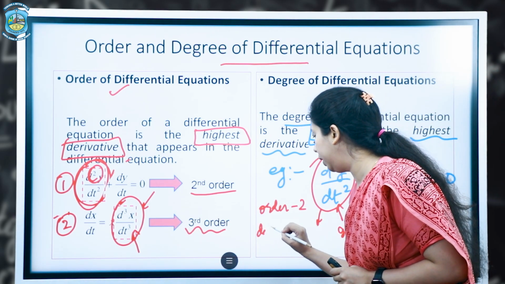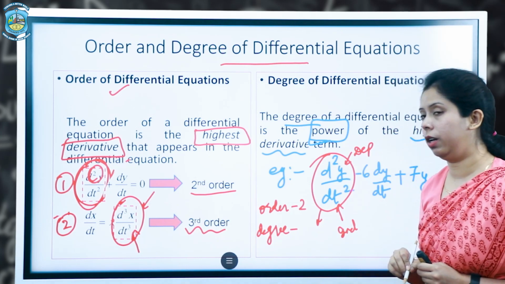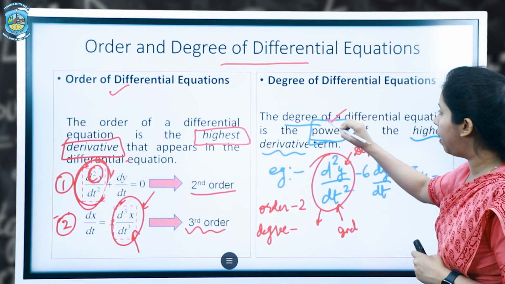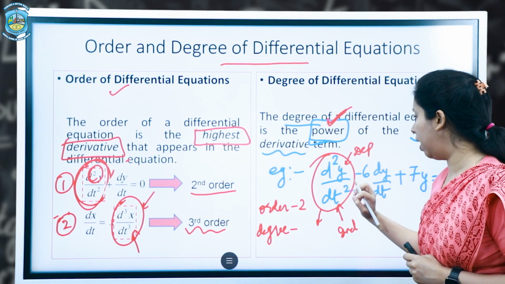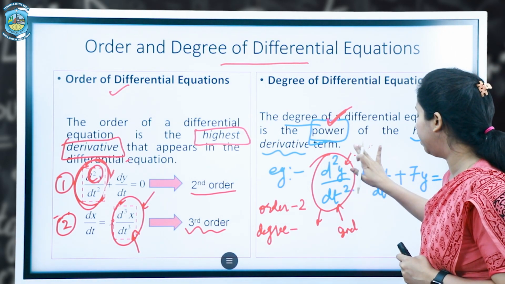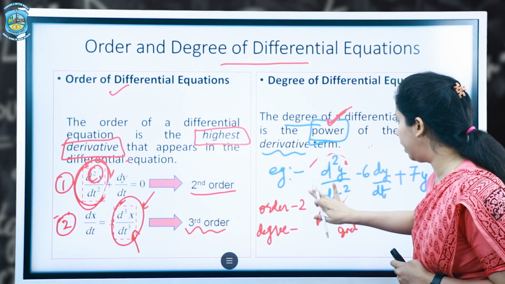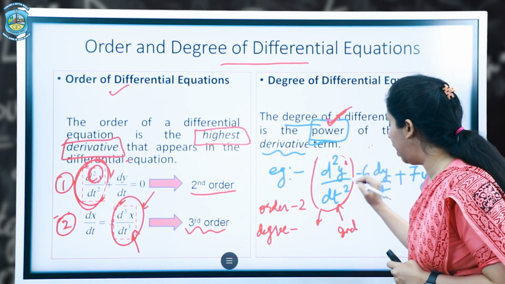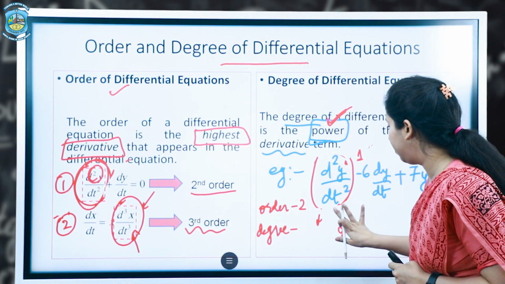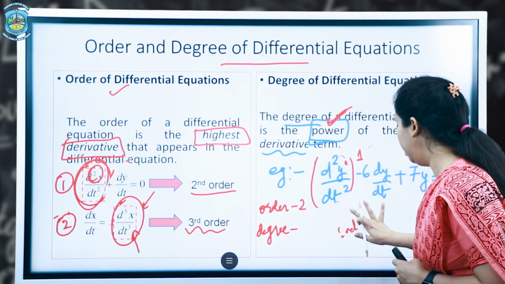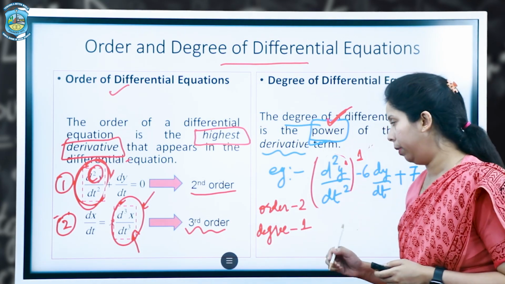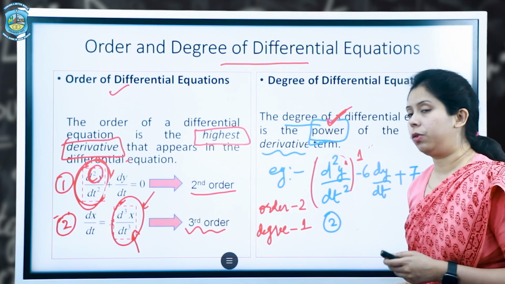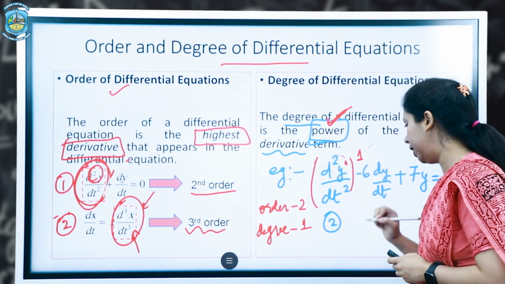Now talking about the degree of this differential equation. For degree we will check the power of the highest derivative. Here the power of the highest derivative is, you can see, 1. Here the power is 1. So if the power is 1, then the degree of the differential equation will also be 1. Now let us take another example to discuss the order and degree of differential equation.